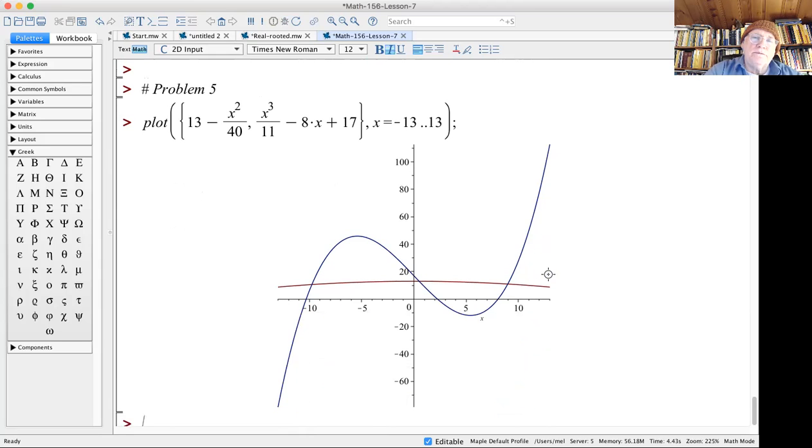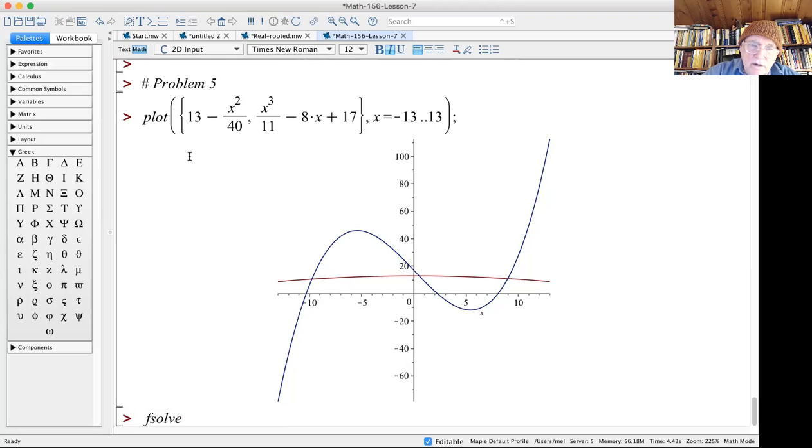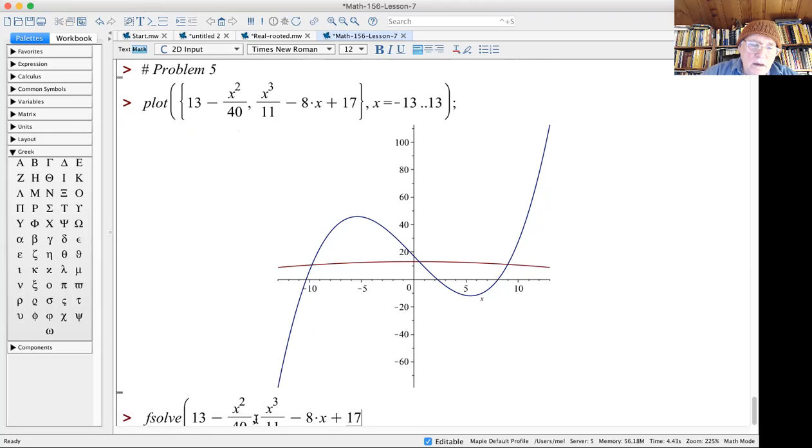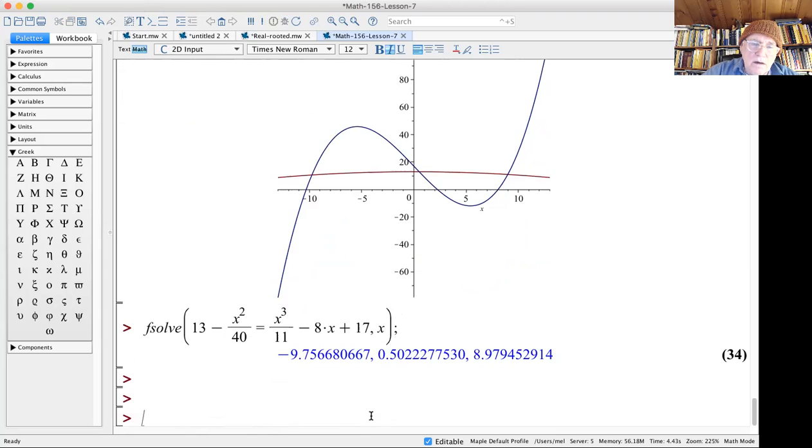Let's see. Suppose I try fsolve. And the equation I want to solve. So we do get instantly 3 solutions. Minus 9.75, 0.5, and 8.9.